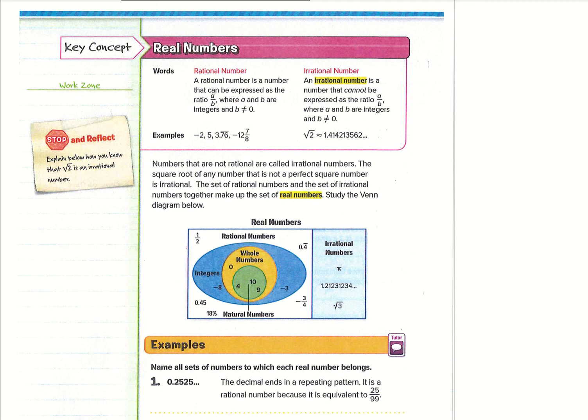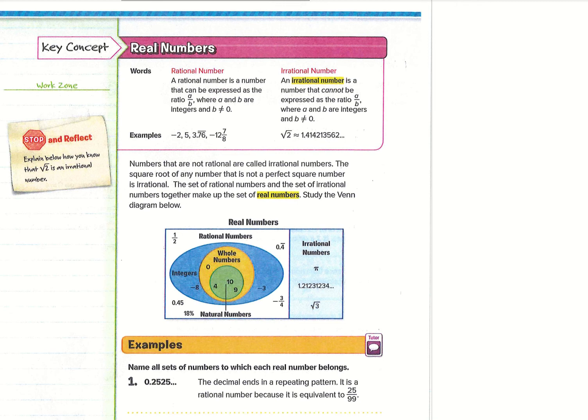Last lesson, we talked about rational numbers. A rational number is a number that can be expressed as the ratio a over b, where a and b are integers and b is not 0. That's just another definition that means the same thing that we learned last time. An irrational number, which is new, is a number that cannot be expressed as a ratio a over b where a and b are integers and b is not equal to 0.